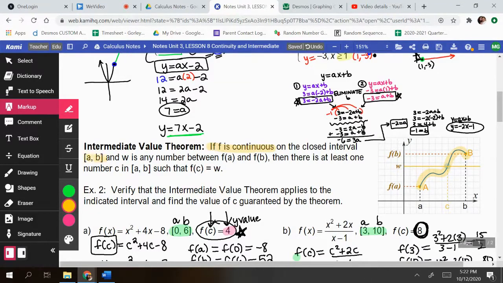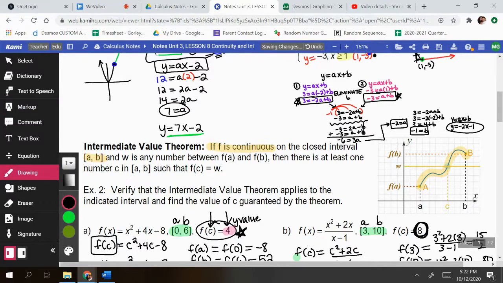And we have this closed interval, right? And these are both x values. You're thinking that a is an x value, and you're thinking that b is an x value. Okay, so we're going from the x value a to the x value b. And it tells us that w is a number in between f of a and f of b, which are both y values.